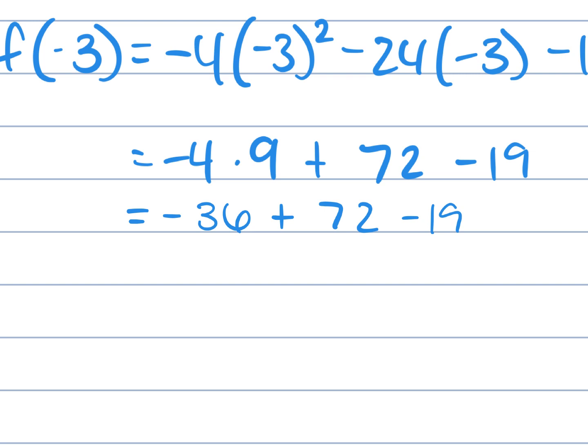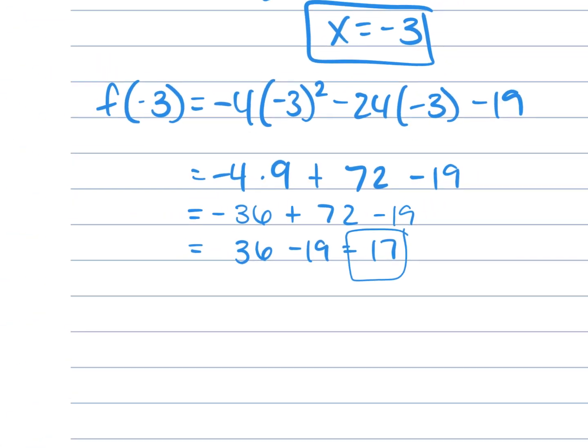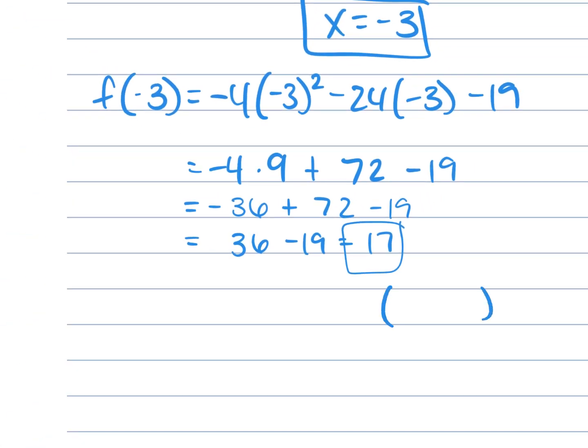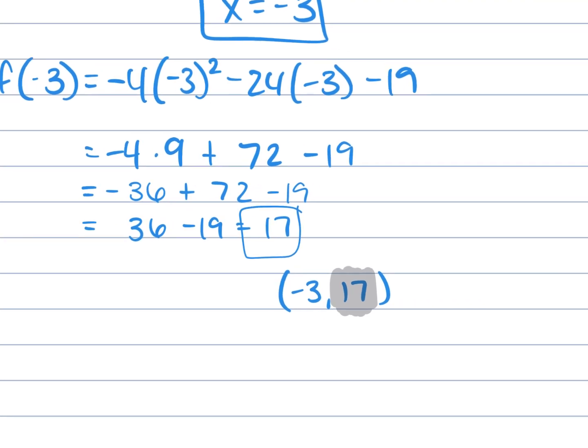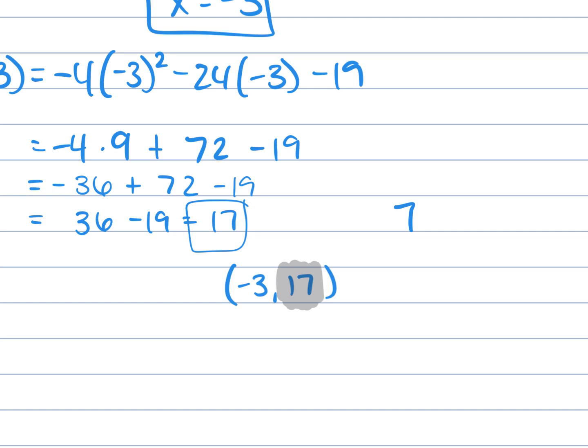Let's go ahead and subtract 36 from 72. We should get 36 minus 19. 17. So what is my vertex? Negative 3, comma, 17. Which of those two values do I care more about? The 17, the y value. What did I say this 17 was going to be, a maximum or a min? 17 is my maximum. How do we write the answer for that? We just put 17 and circle it? That should be a y, my maximum.